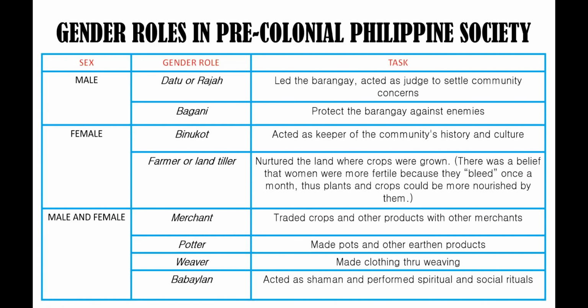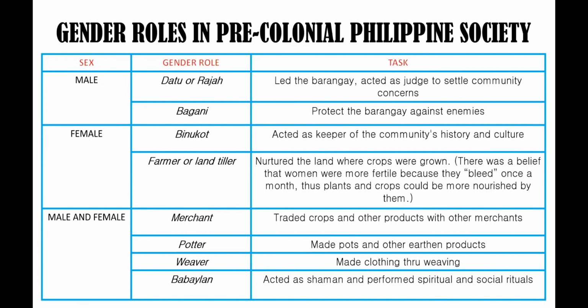Or to make it clear, when we say merchant, those are what we call mga negosyante. Next we have potter, who made pots and other earthen products. So they are the ones who make plates, bowls, and vases. Next we have weaver. When we say weaver, they are the ones who made clothing through weaving. So they are the ones who make clothes, blankets, etc.